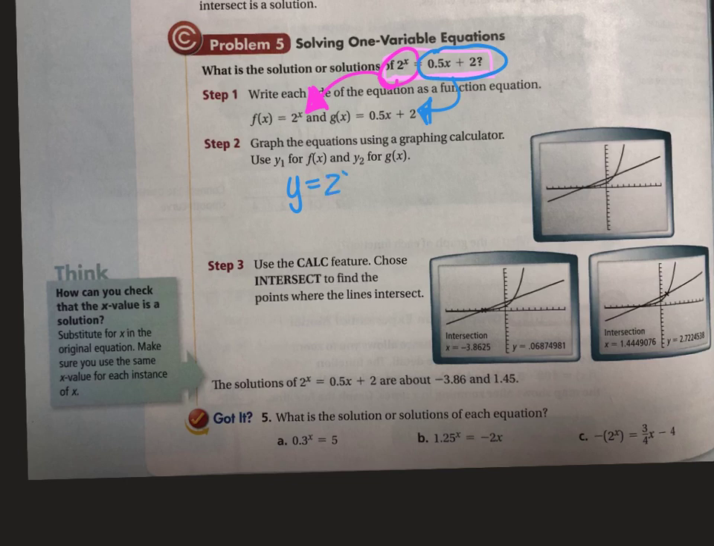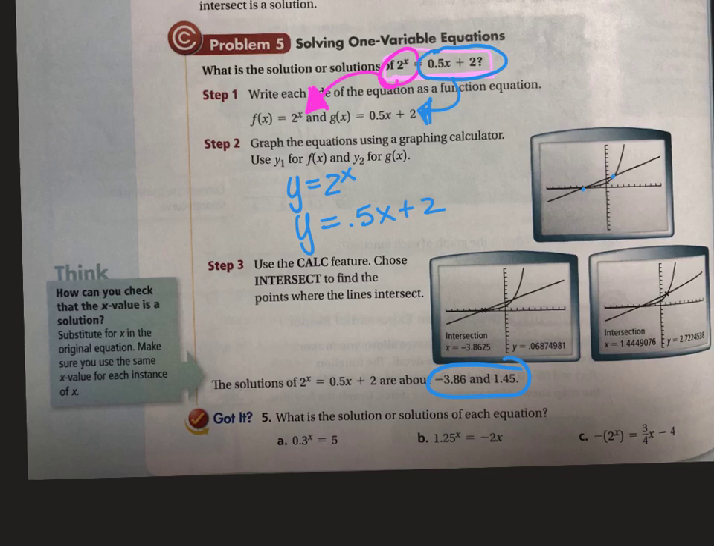So if you're in your graphing calculator, if you use Desmos, whichever one that you use, you would do y equals 2 to the x, and then graph y equals 0.5x plus 2. And when you get those, what you're looking for, where the lines cross, those are going to be your solutions. So for this, you have a solution of negative 3.86 and then 1.5.